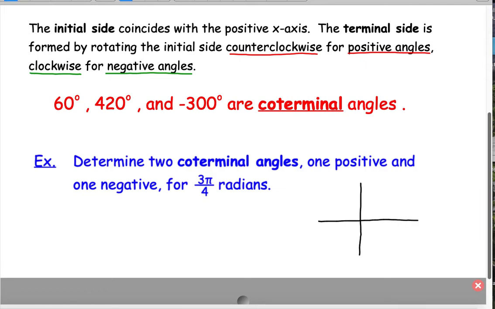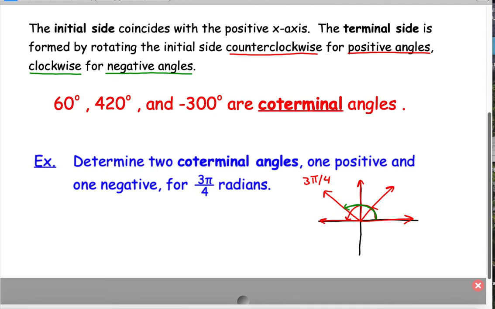Now, 3 pi over 4, I know that pi over 4 is 45 degrees. And 2 pi over 4, or pi over 2, is 90 degrees. And 3 pi over 4 is right there, and 4 pi over 4 would be equal to pi, which is half of a circle. So here's 3 pi over 4. Draw that in green. There's 3 pi over 4.